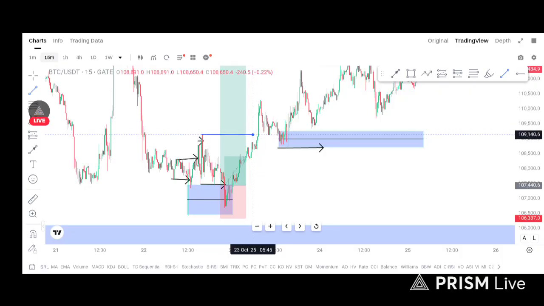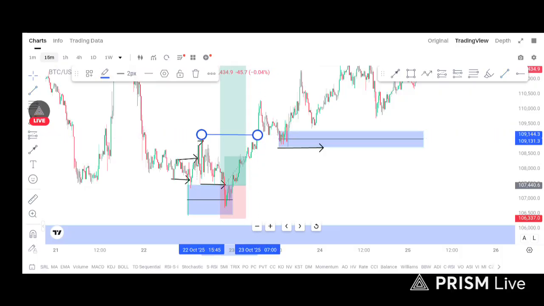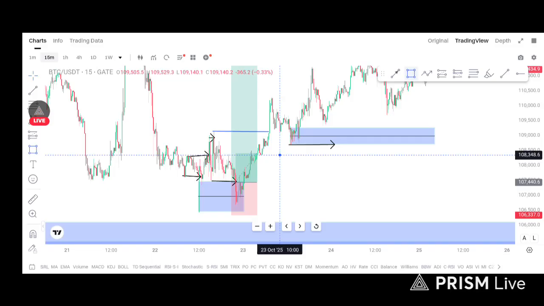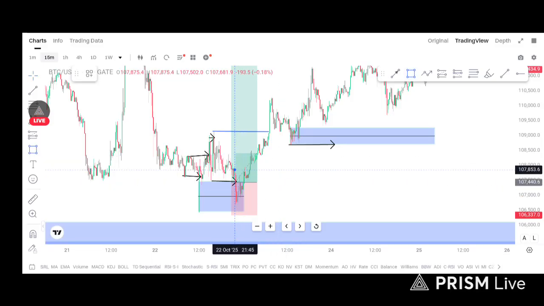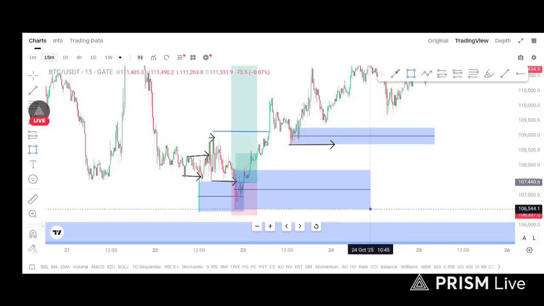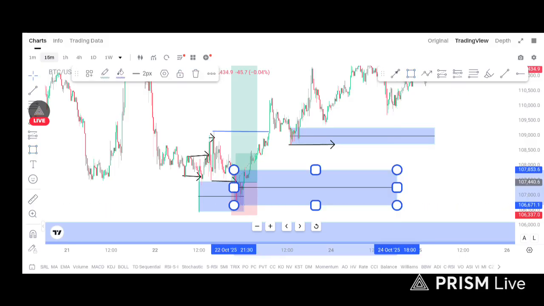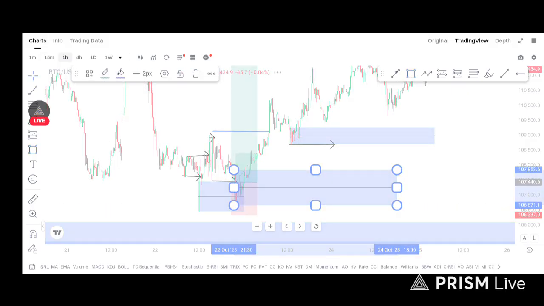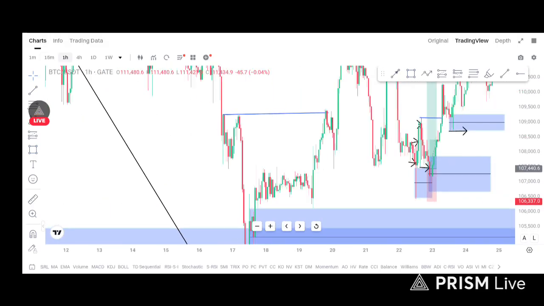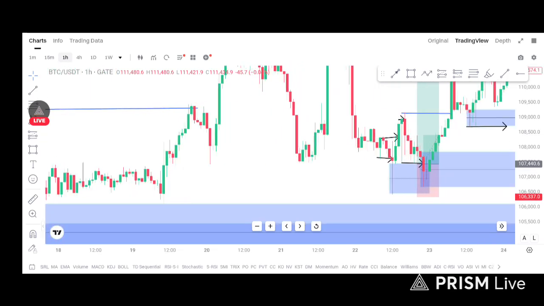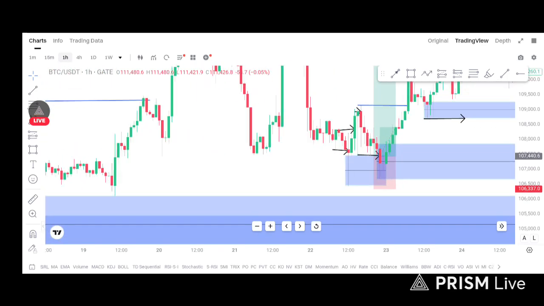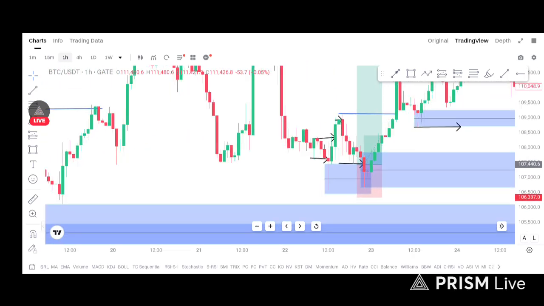So what are you seeing already? A type of entry, right? So what we do, we mark out another block here. When marking out another block, you know how to do it now. You go to the higher time frame when you want to mark another block, and check out the best order block there.